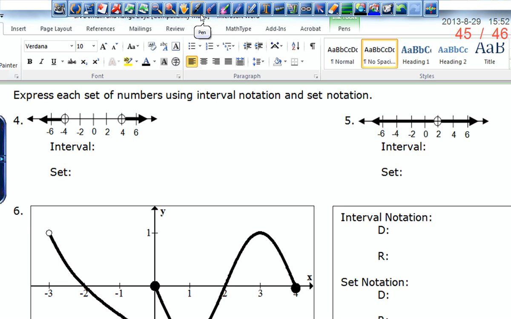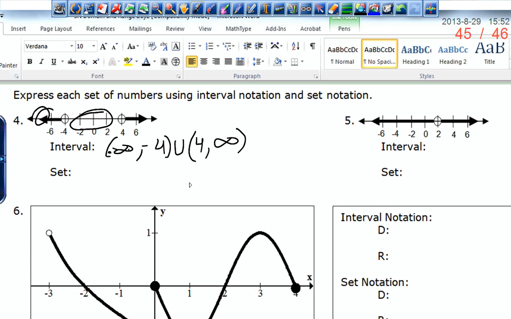Number 4, interval notation. Where am I starting? So -infinity to positive infinity? No, we have a big gap right here. So -infinity to -4, union 4 to infinity. Where does it start again? 4. Where does it end again? Infinity. It's okay to skip a part in the middle there.